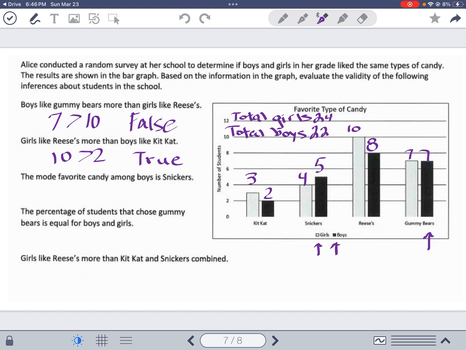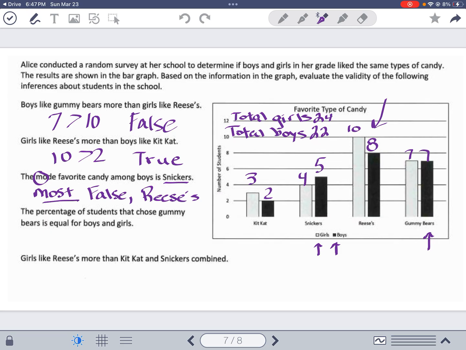The mode favorite candy among boys is Snickers. Okay, well, how do we find mode? Well, the first 2 letters in mode are M-O. And we remember mode by most. All right, so the most for boys, it looks like, is Reese's. But it said Snickers, so that one is false. What should it be? It should be Reese's.